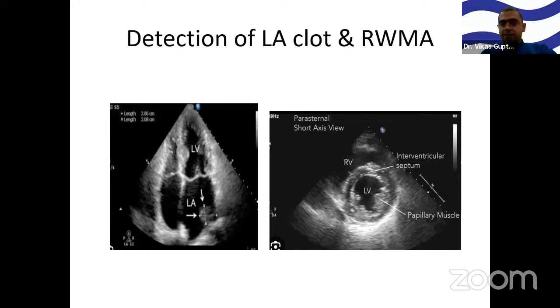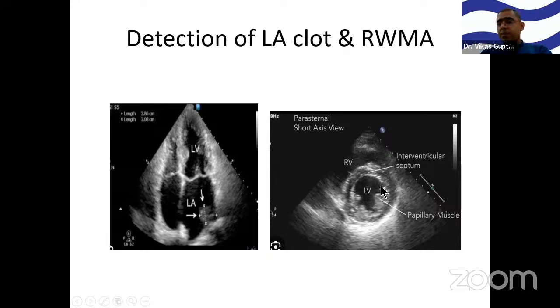The left side image is showing an LA clot. Sometimes a patient is received in AF, and we have to cardiovert. But before cardioversion, it is mandatory to rule out a chronic LA clot, whether it is present or not. So looking for LA clot is mandatory in that situation. And on the right side image, we can diagnose regional wall motion abnormality.